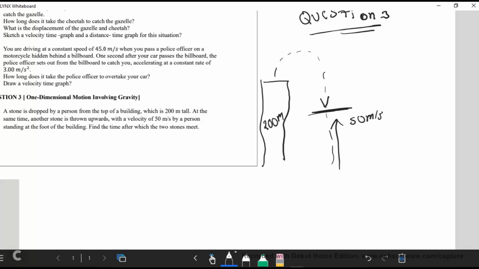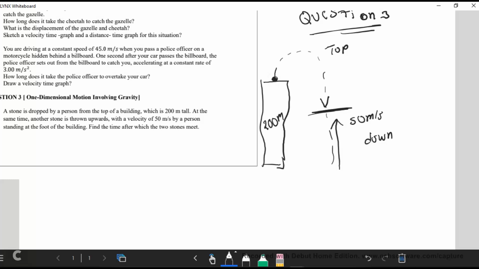So what are you supposed to do in this situation? Let's first calculate the equation for the stone that was thrown from the top of the building. In short, this is the top, this is the bottom. So how do we calculate that one? I want you to look at this. This stone was thrown from here. This is the point where this stone was thrown.